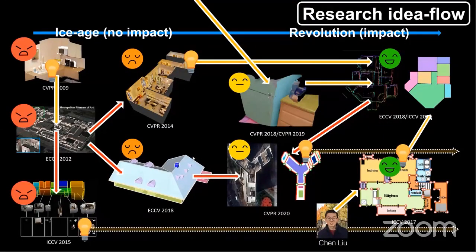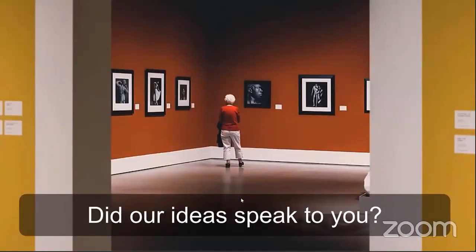This was maybe more important than the technical contents I talked about. This is the research idea flow. CVPR is a contemporary art exhibition. Most ideas are actually bad. So we should stop pretending all the ideas are great. You should really think about what are good ideas and bad ideas. Knowing this leads to great impact. And I hope that my idea today, ConvMPN, did speak to you.